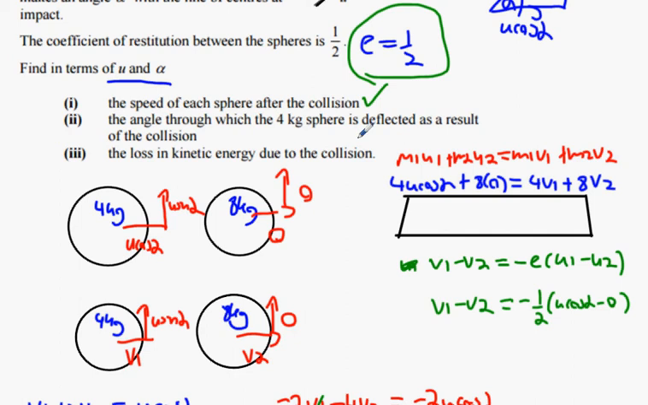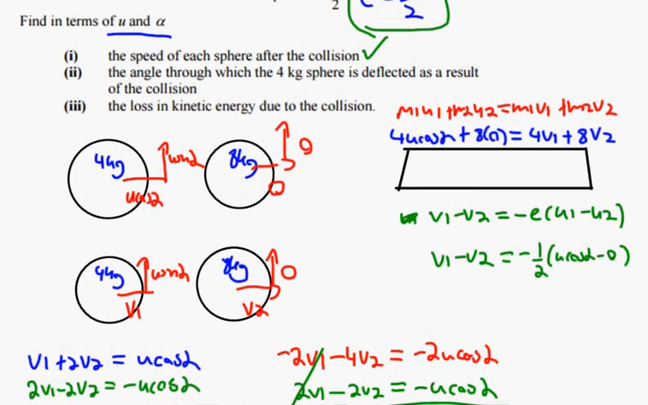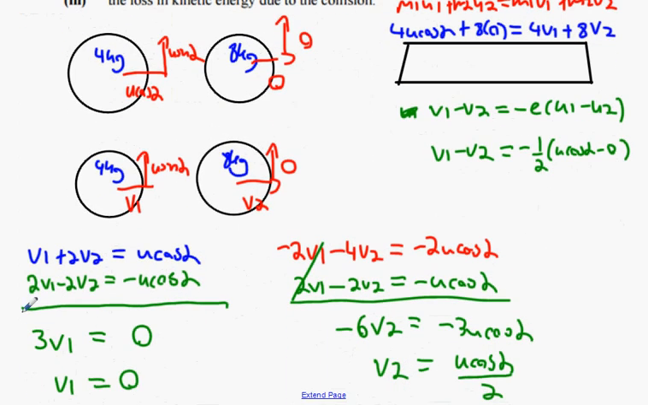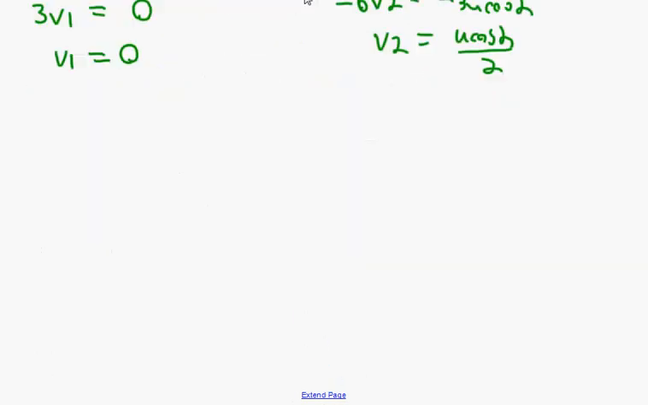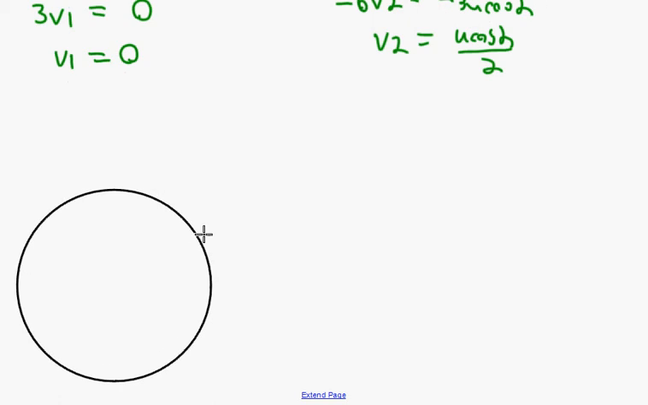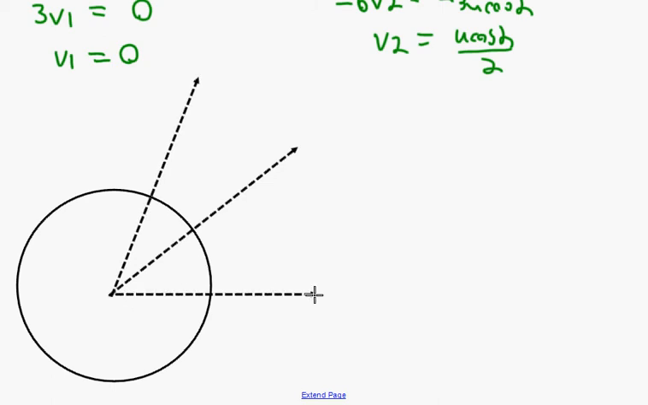Find the angle through which the 4 kilogram sphere is deflected as a result of the collision. Okay, the 4 kilogram particle. So it was going at angle alpha, and now it's going at a different angle. If I just make a quick diagram here, angle alpha, new angle, reference with the x-axis. Angle alpha. We'll call angle beta the angle of deflection, if that's alright with you guys.